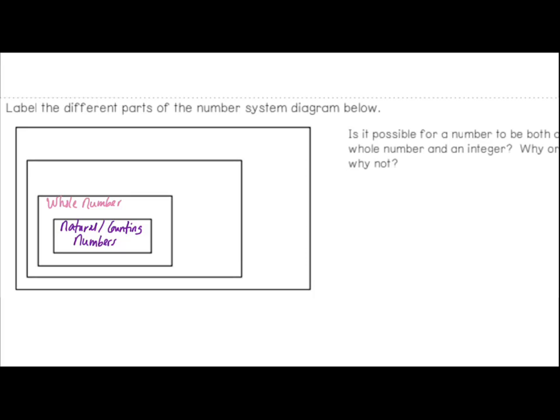If something belongs to the natural counting numbers, it also belongs to the whole numbers. The next box is going to be our integers. If something's a natural number, it's a whole number and it's an integer. The largest box is going to be our rational numbers. If a number belongs to the whole numbers, of course it can also be an integer, because those boxes sit inside each other.